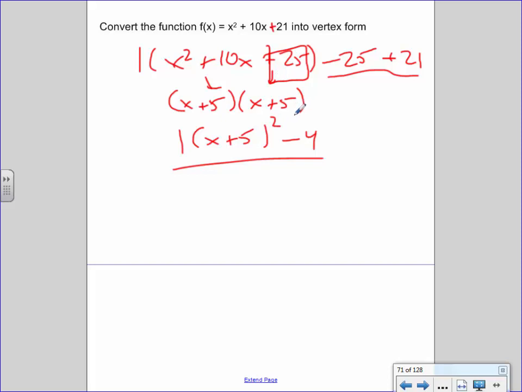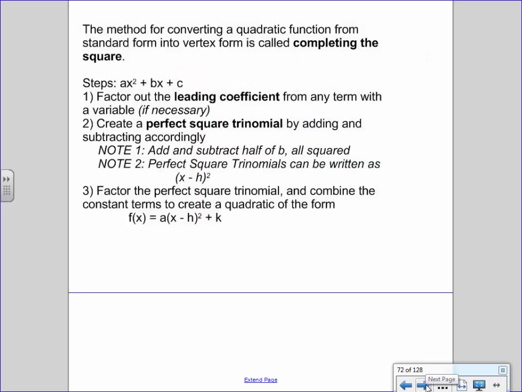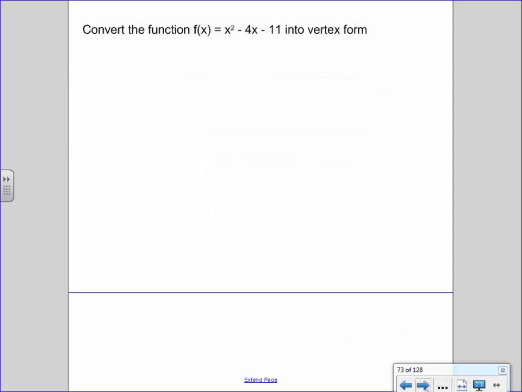Okay, one try through. How'd you guys feel? Okay, let's try another one. I've got some steps here. If you're the kind of person who wants to literally write it out step by step what to do, you can read these. But I'm going to move past if it's okay. I'm just going to try another example because I think that's the best way to learn something like this. So let's try another one. Let's put this in vertex form.